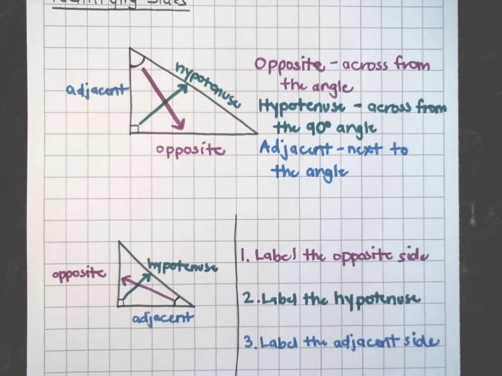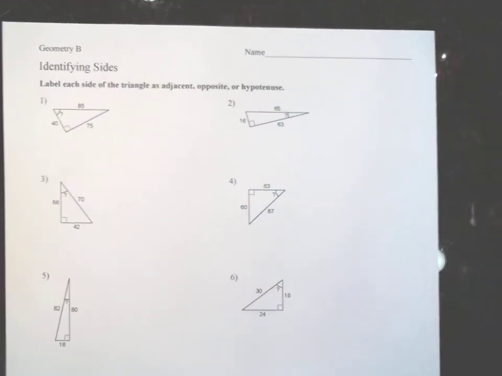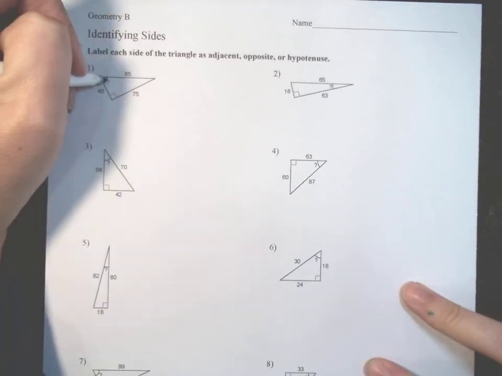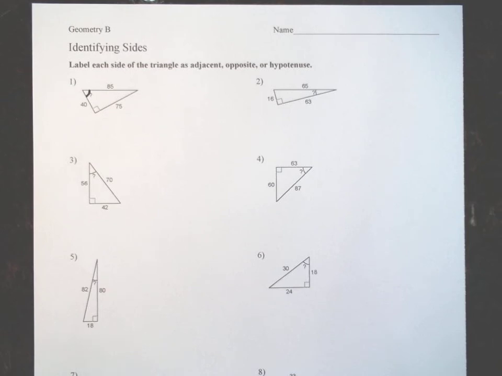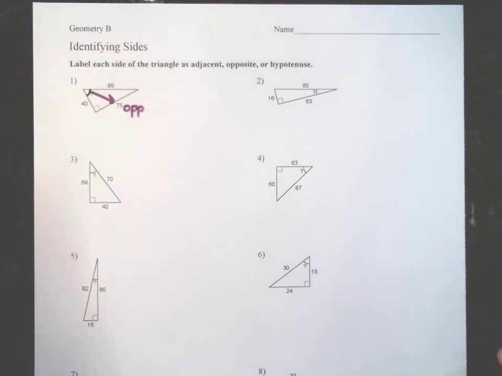Okay, let's look at your assignment. So for number 1, this is the angle we're labeling the sides in regard to. So first we're going to label the opposite side. So the side opposite would be this side. This is the opposite side, and you can use abbreviations.